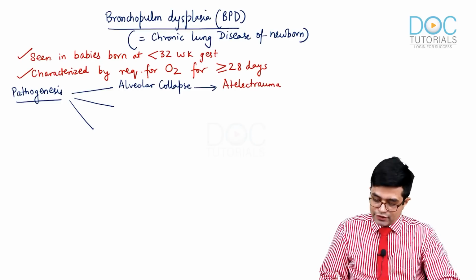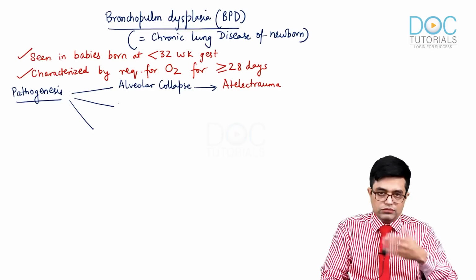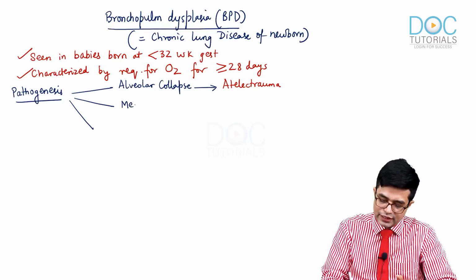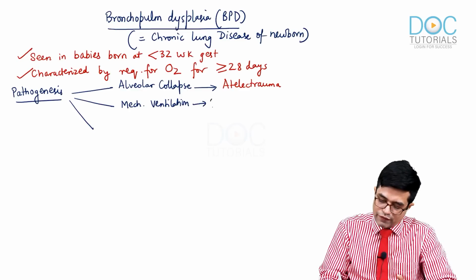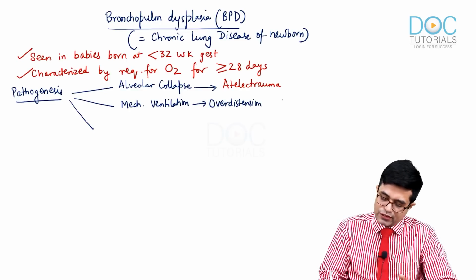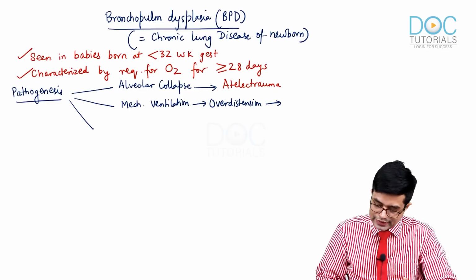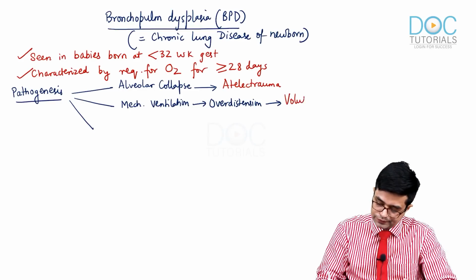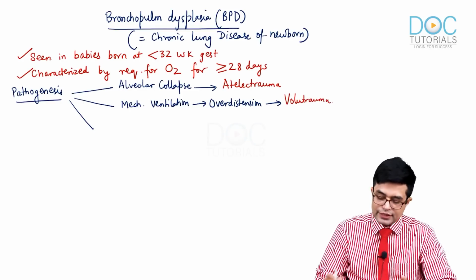Second reason is when you give mechanical ventilation, you are treating HMD, you gave mechanical ventilation. Mechanical ventilation produces over-distension of the lungs. This over-distension produces another trauma called volutrauma. More volume of air in the lungs than is required.